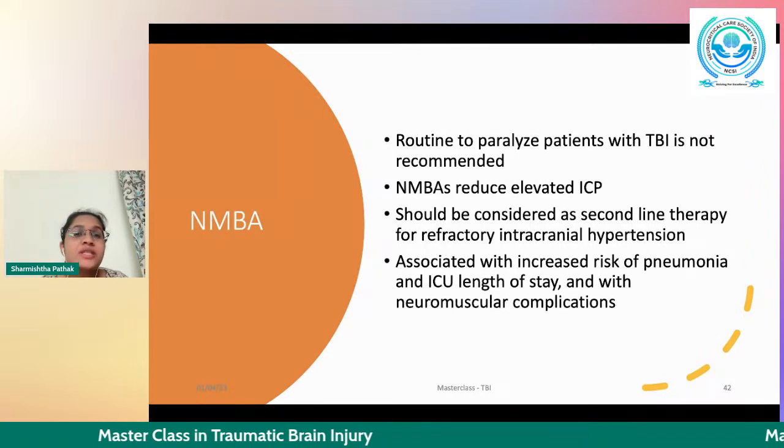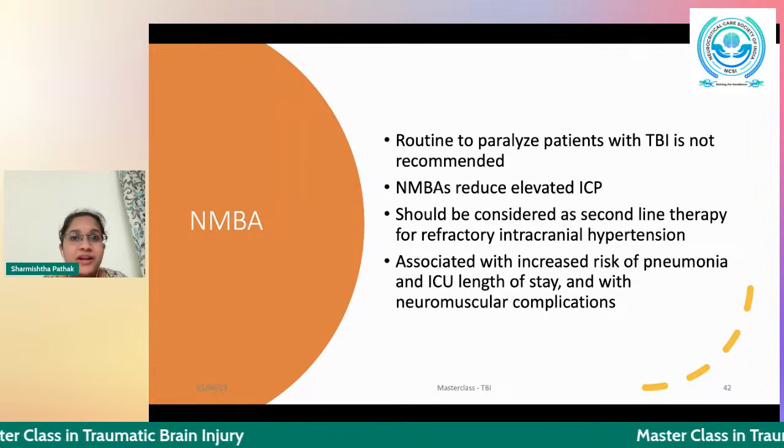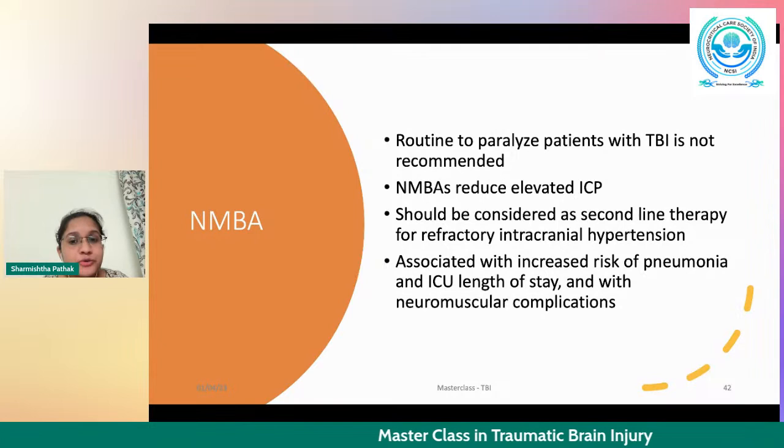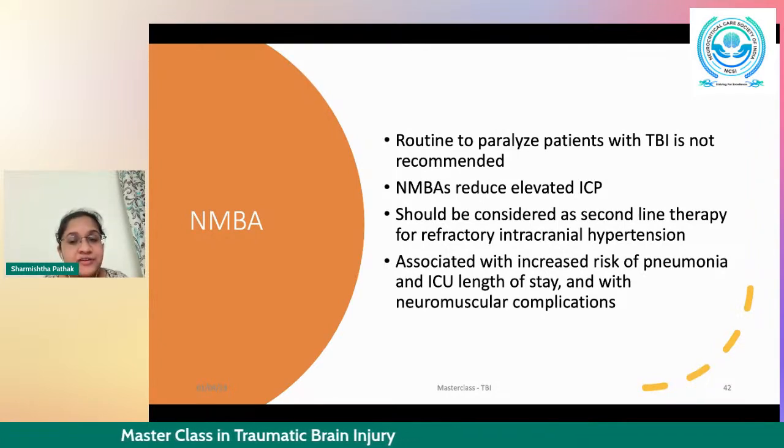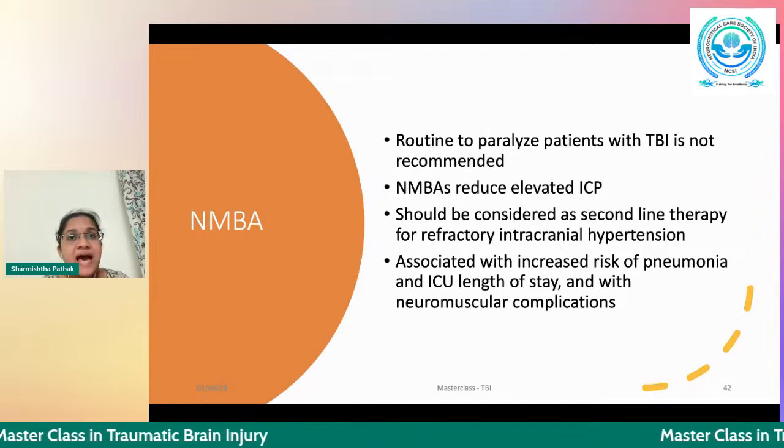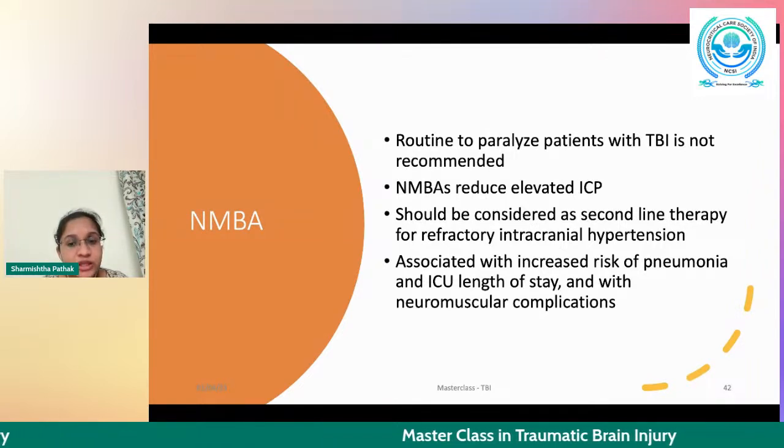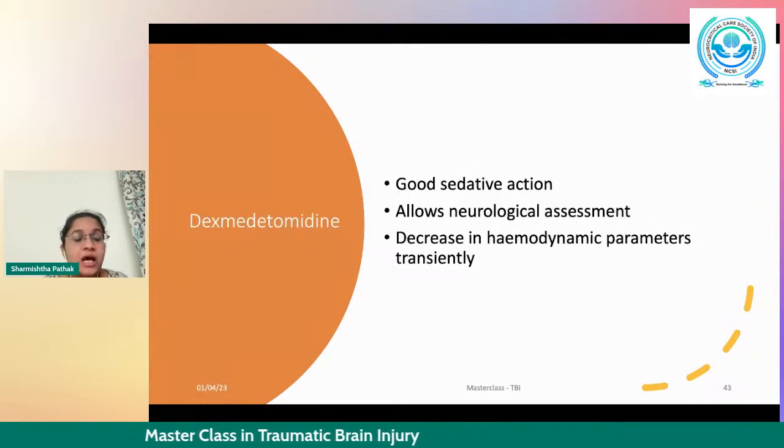Neuromuscular blocking agents, on the other hand, routinely are not recommended to be used in patients with TBI. Although they help in reducing ICP, they should be considered only as second line therapy for refractory intracranial hypertension, as they are usually associated with increased risk of pneumonia and ICU length of stay, and also with neuromuscular complications.